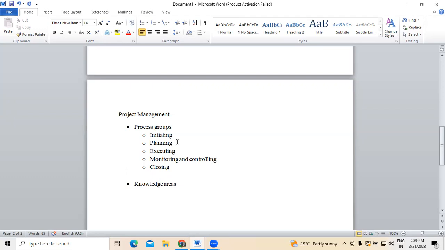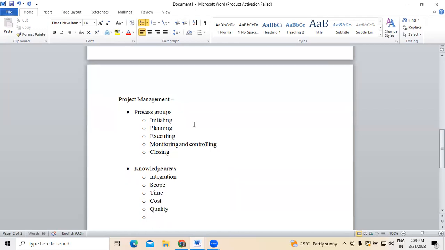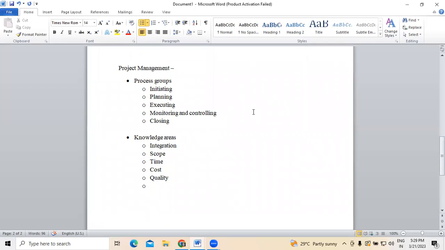Now, when we talk about knowledge areas, what are knowledge areas? Knowledge areas start with integration, scope, time, cost, quality, followed by human resource and communications. This is how generally the knowledge areas will be derived.